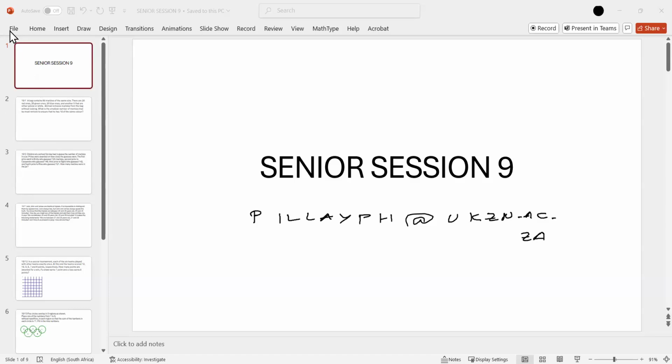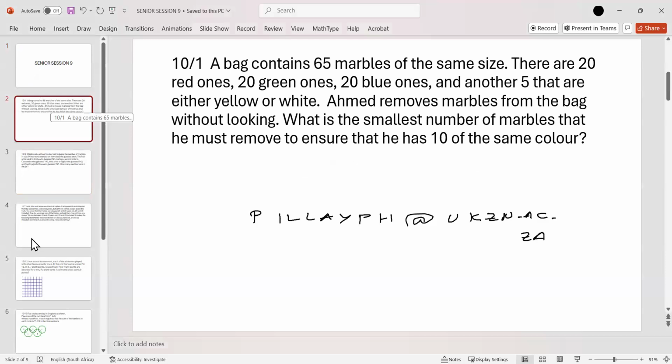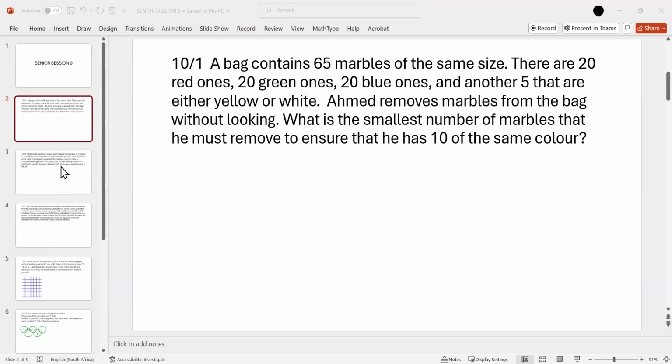Okay, the first problem is this one, and it states the following. A bag contains 65 marbles of the same size. There are 20 red ones, 20 green ones, 20 blue ones, and another 5 that are either yellow or white. So let's just record this in some way.